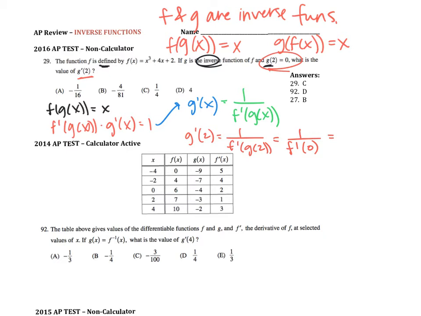There's a lot to this problem. We don't know what f prime is, but we can find out. F prime is going to be 3x squared plus 4. Therefore, f prime of 0 would be plugging in 0 into my derivative, and I would just get 4. So f prime of 0 is 4 for a final answer of 1/4, C.